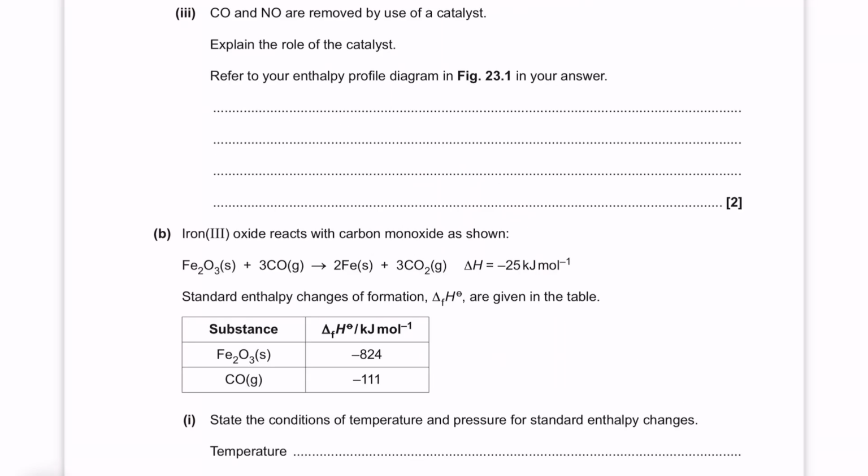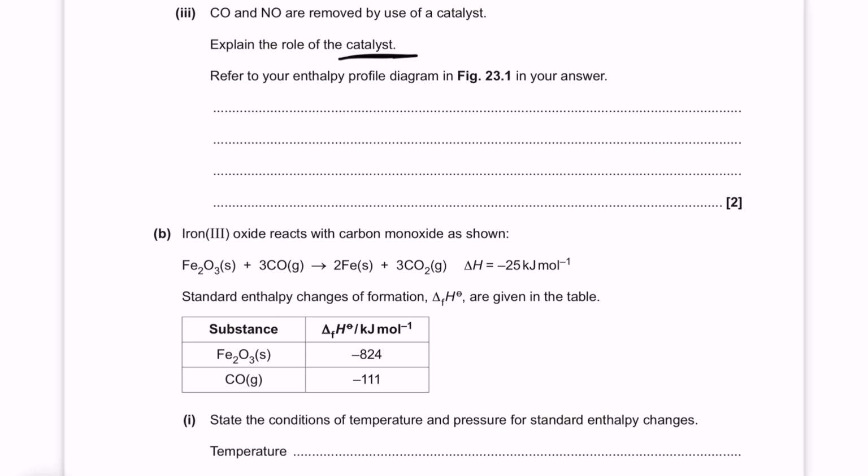In part 3, it says carbon monoxide and nitrogen oxides are removed by use of a catalyst. Explain the role of the catalyst. Refer to your enthalpy profile diagram in the previous figure in the answer that we have written. Well, in this case, it seems like we need to focus on the term catalyst.